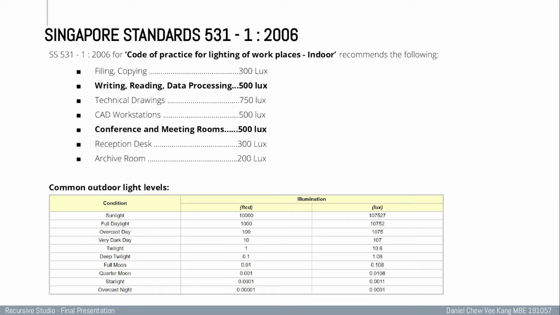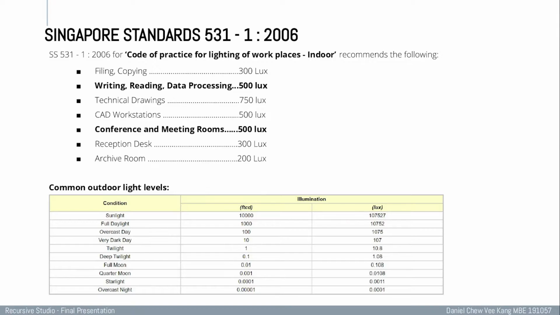According to Singapore standards for the Code of Practice for Lighting of Workplaces Indoor, they recommend the following for writing, reading and data processing, as well as conference and meeting rooms to be 500 lux. This is in line with the proposed building typology of a library and office.